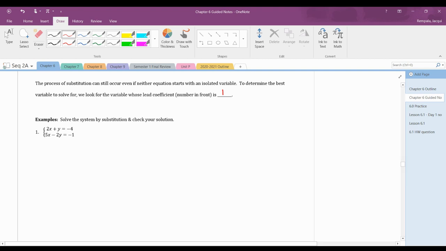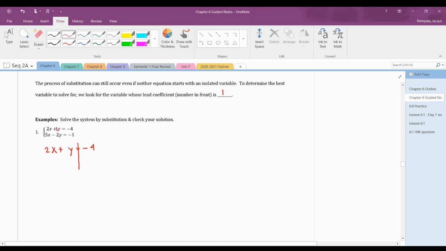If we look at the top equation, there's a 2 in front of that x, so that's not what I want to solve for. Notice the y, we don't see a number in front. That means it technically has a 1, and so that would be a variable that we could solve for. If we look at the bottom, there's a 5 in front of that x, and there's really a -2 in front of that y, so neither one of those variables would be good. So we actually want to take this top equation of 2x plus y equals -4, and our first step is we're going to get the y by itself.